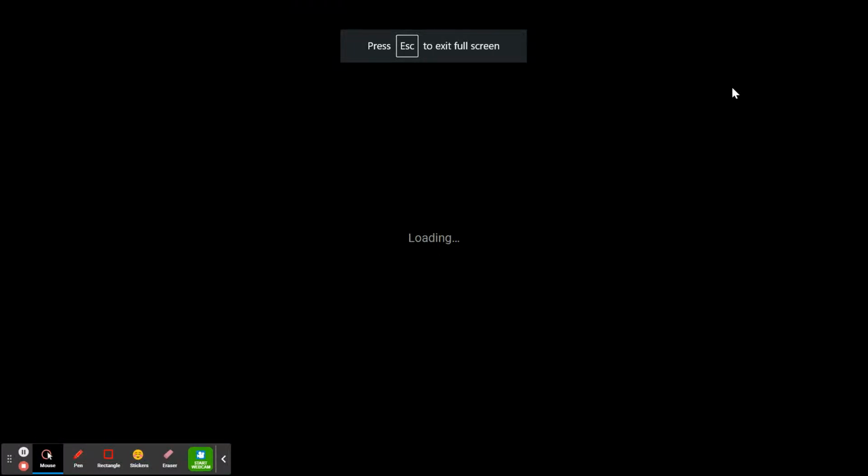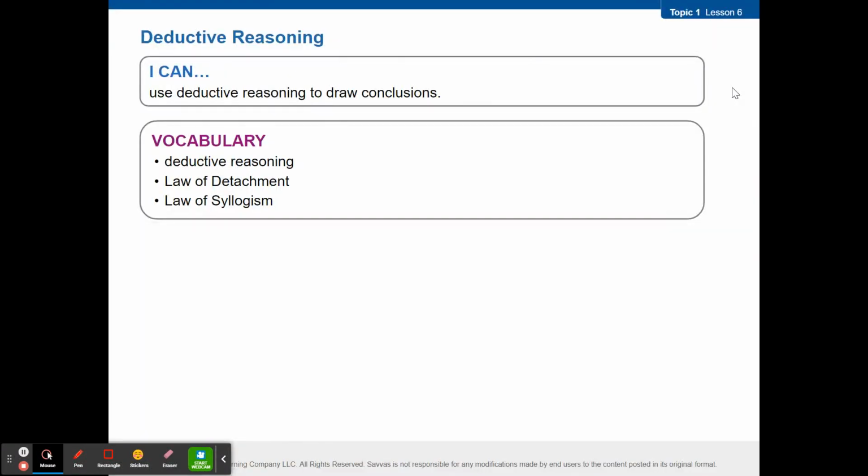Okay, so on page 24, here is your I can statement. I can use deductive reasoning to draw conclusions. We learned about inductive reasoning, now we're going to talk about deductive reasoning. Some vocabulary is deductive reasoning, law of detachment, and law of syllogism.